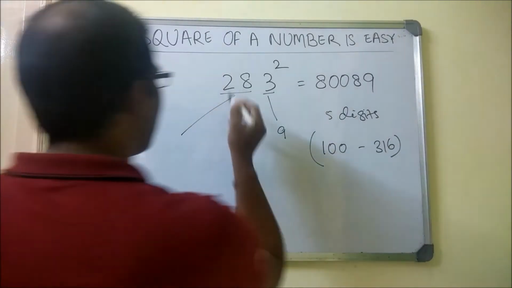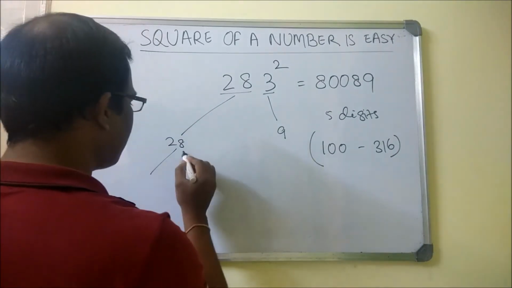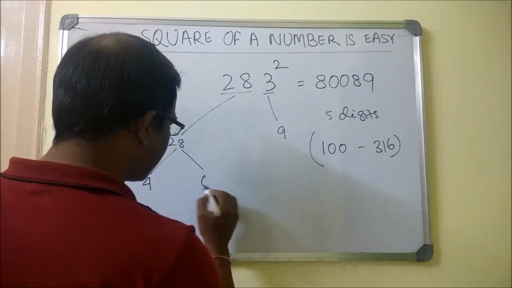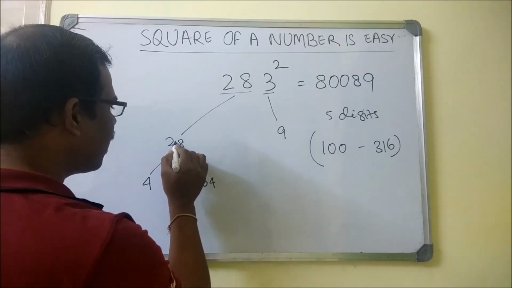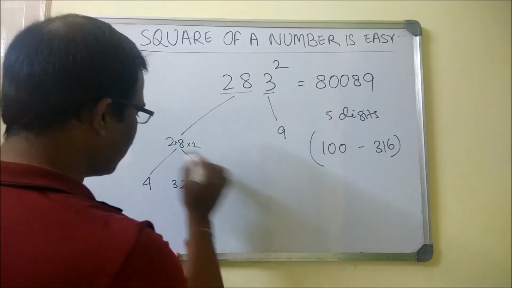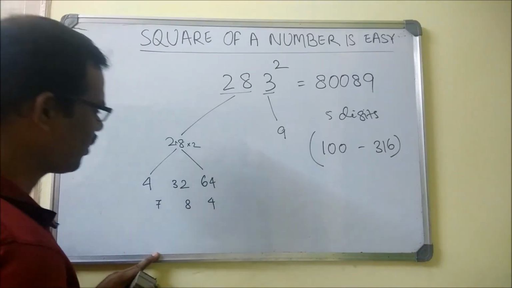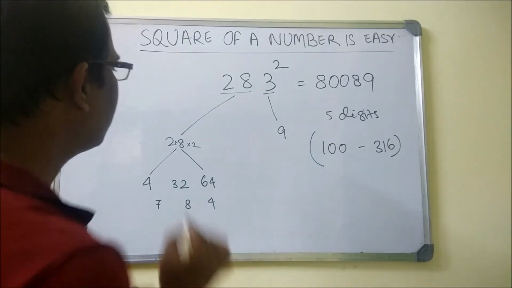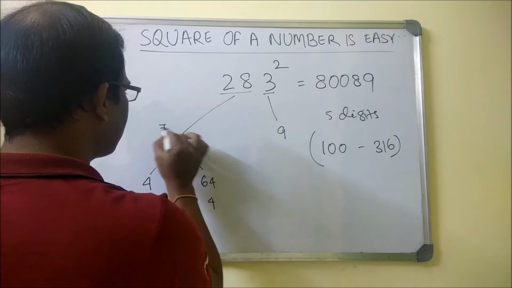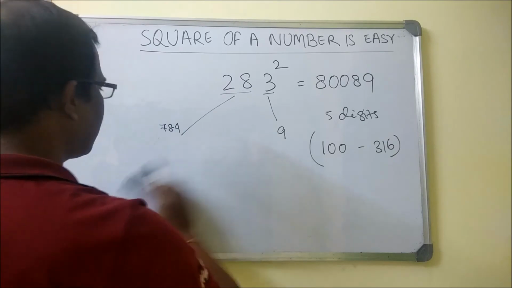Now I will make 3 squared as 9 and I have to make 28 square. So now 28 I can break it up. 2 squared is 4, then 8 squared is 64, then 8 into 2 into 2 is 32. So 28 square becomes 784. Now I will replace this 28 square with 784. So I have 784 here. I'll erase this. So my number has become 784.